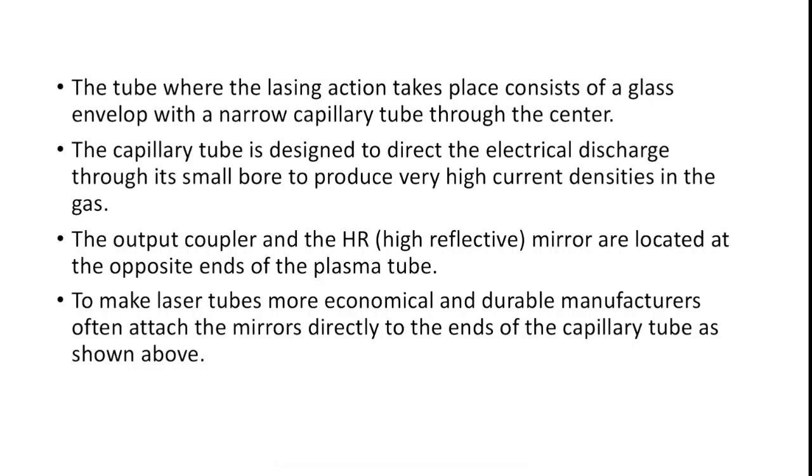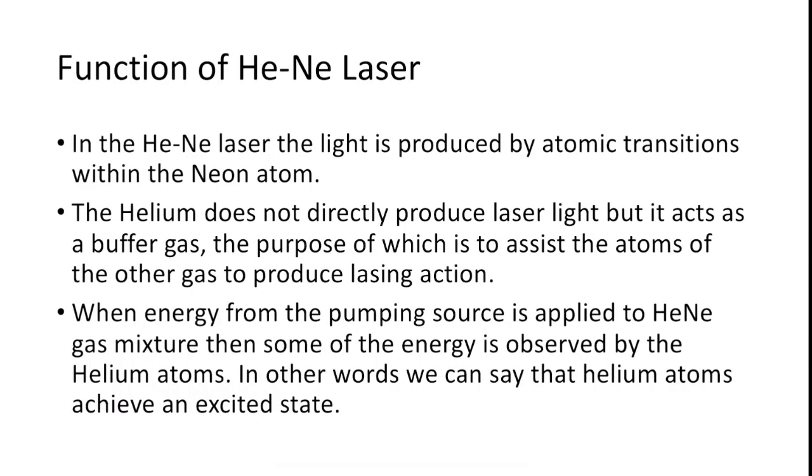In a helium neon laser, the light is produced by atomic transition within the neon atom. The helium does not directly produce laser light, but it acts as a buffer gas, the purpose of which is to assist the atoms of the other gas to produce lasing action. When energy from the pumping source is applied to the helium neon gas mixture, some of the energy is absorbed by the helium atoms. In other words, we can say that helium atoms achieve an excited state.